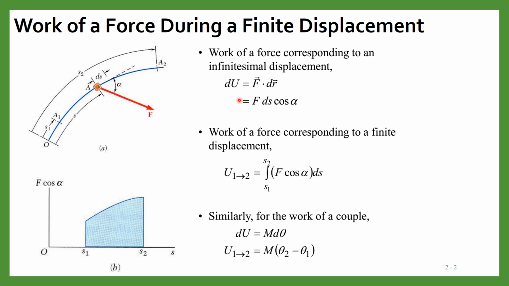So as you already know, if a force is acting on any particle or a rigid body and there is some small displacement dr, then the work is equal to F dot dr. This we already know, and we can write it as F ds cos alpha.